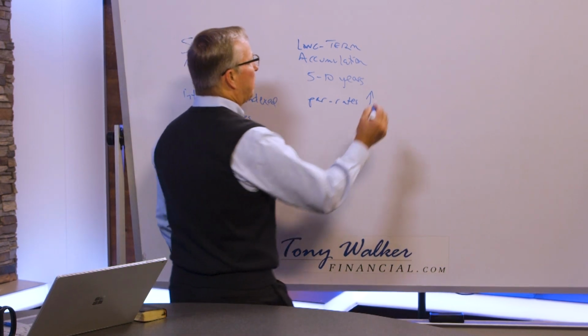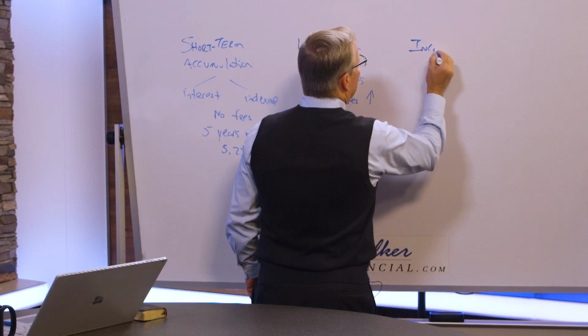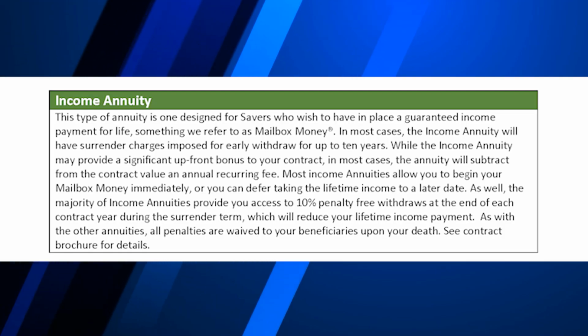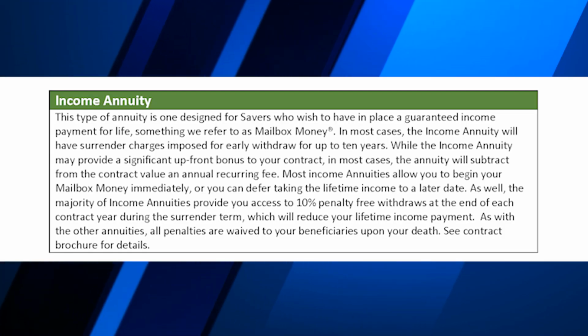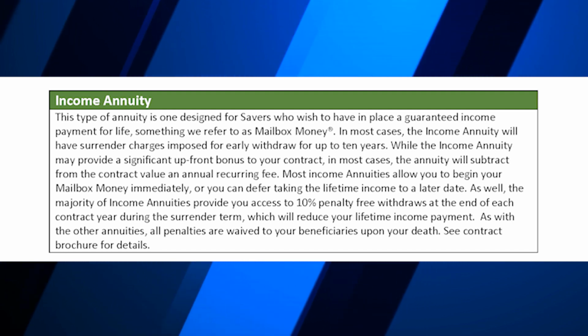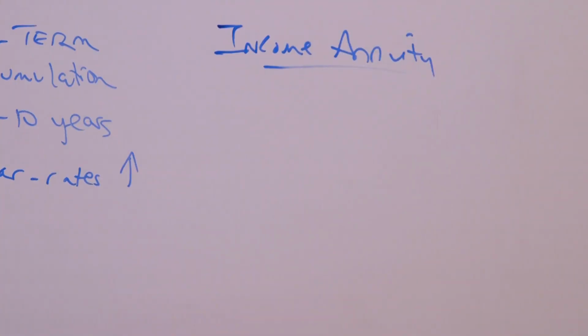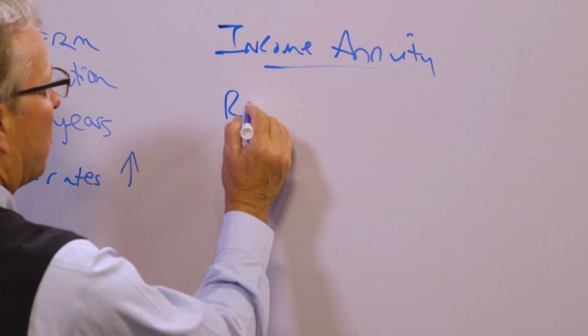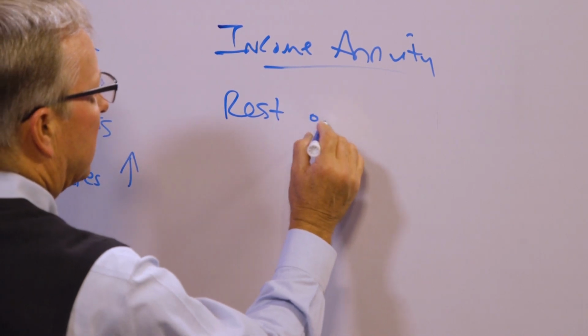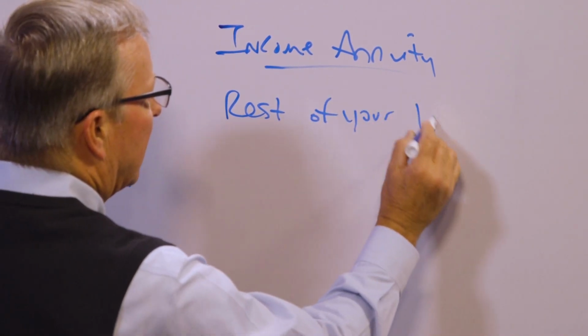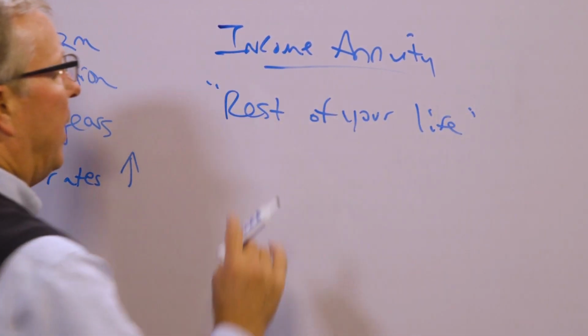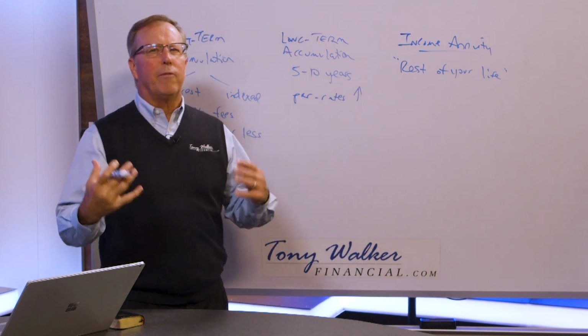Now, the one that's the most popular in terms of retirement planning and what you're starting to see more and more offered, I call them income annuities. This is where we get our beloved Mailbox Money. So this particular annuity is geared really, the best way to think of this, for the rest of your life. Anything that's going to pay, quote, a guaranteed income or a very large bonus.